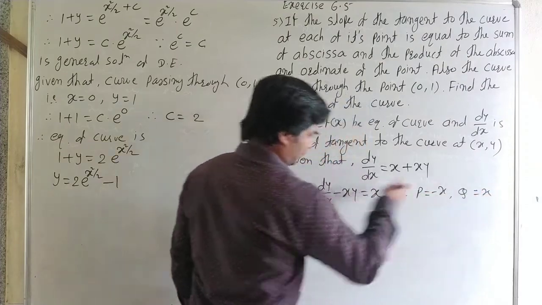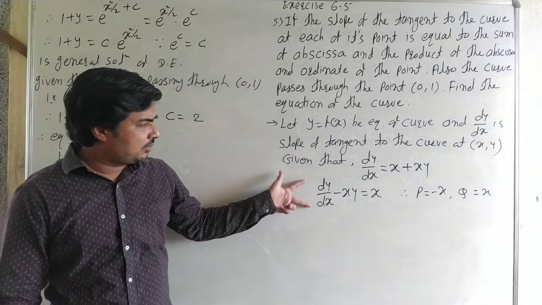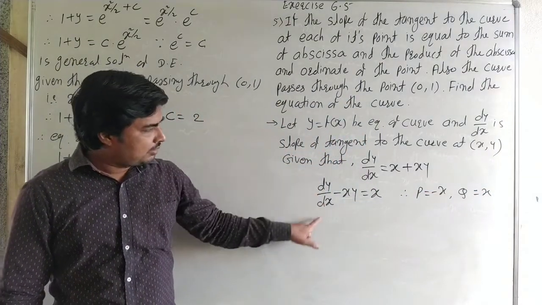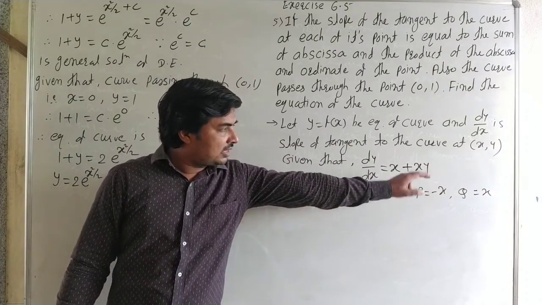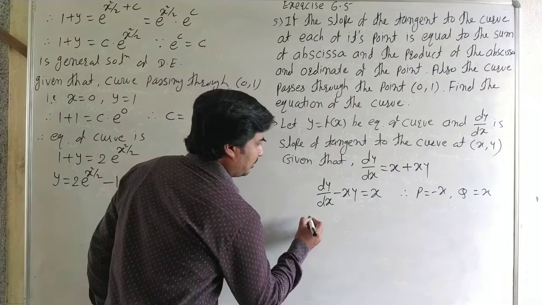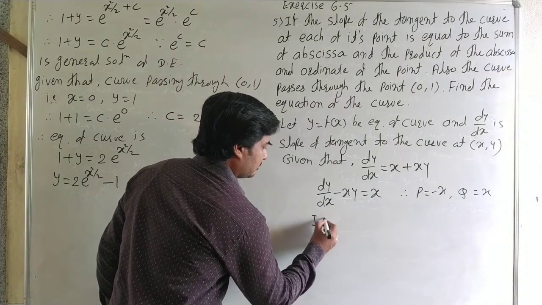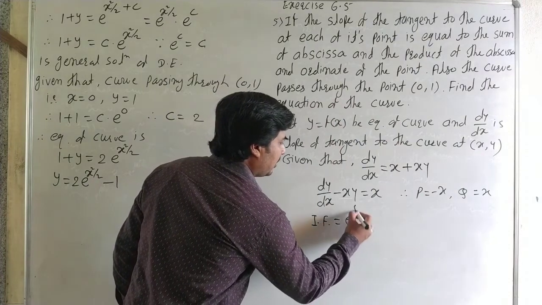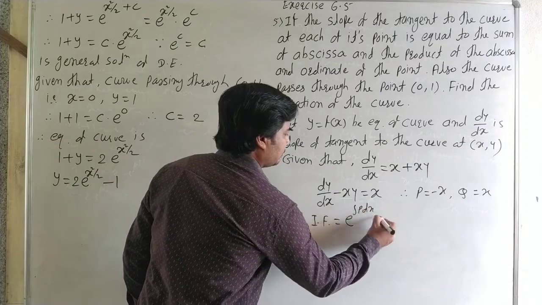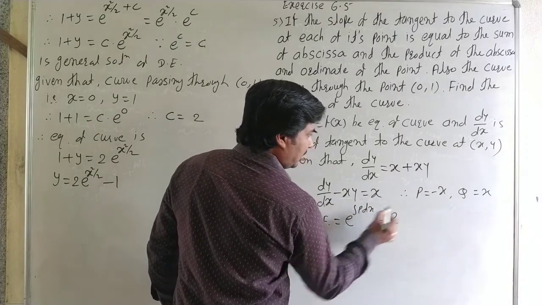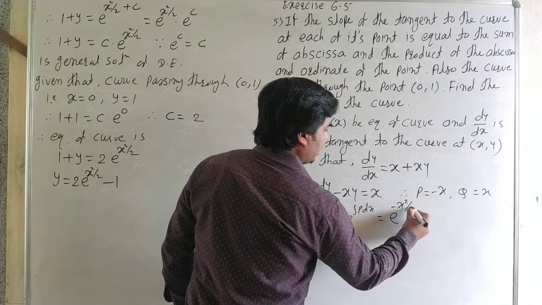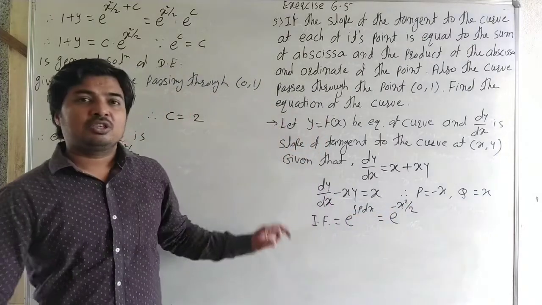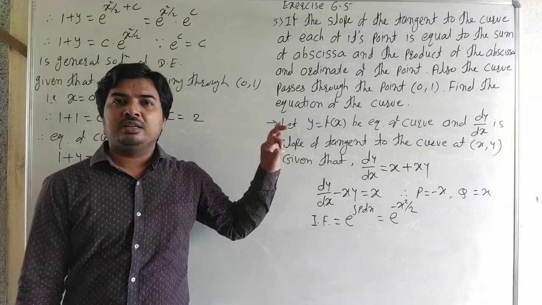See this carefully. We can directly write it is a linear differential equation in y: dy by dx plus py is equal to q, where p is equal to minus x and q is equal to x. Therefore the integrating factor is e to the power integration of p dx. Since p is minus x, the integration of minus x gives e to the power minus x square by 2. It is the integrating factor.